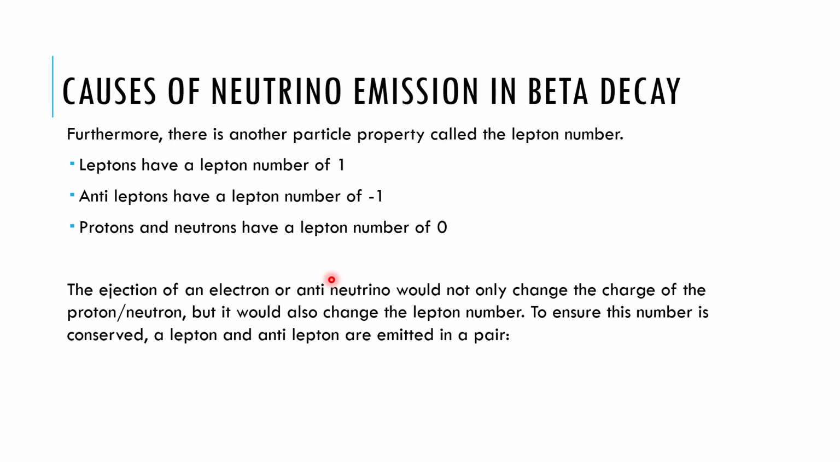Conversely, if you were to go through beta plus decay and emit an antilepton, which has a lepton number of -1, in order to maintain balance in the lepton number of the proton, you would have to emit a lepton with the antiparticle. In this case, this would be the electron neutrino. So a positron with a lepton number of -1 and an electron neutrino with a lepton number of +1, if they're both emitted, means that there is no net change to the lepton number of the proton.